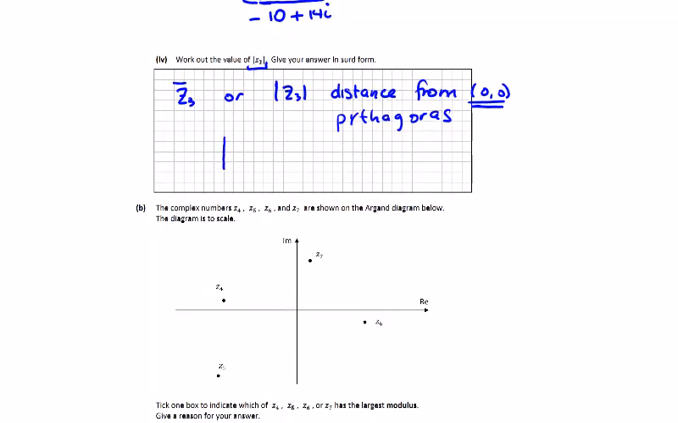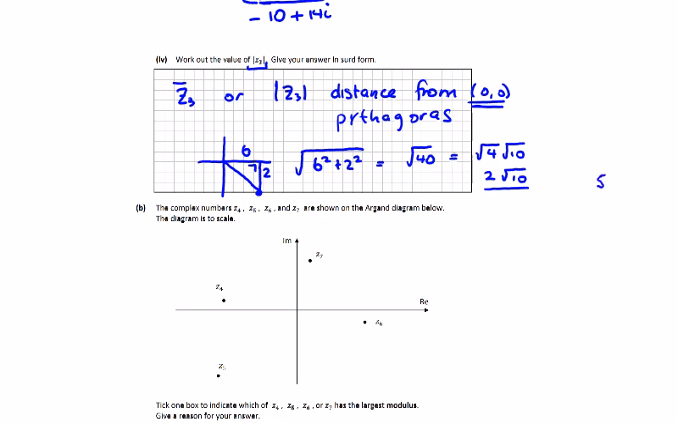So we just do a little sketch of it. 6 minus 2i here means that we've gone out 6 and down 2. So it's a right angle triangle. So we don't need to worry about plus and minuses. It's just Pythagoras, the square root of 6 squared plus 2 squared is equal to the square root of 40. Which is the square root of 4 by the square root of 10. So your calculator will give it as 2 root 10. And that's worth another 5 marks.